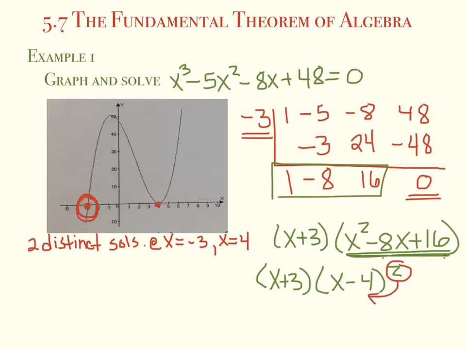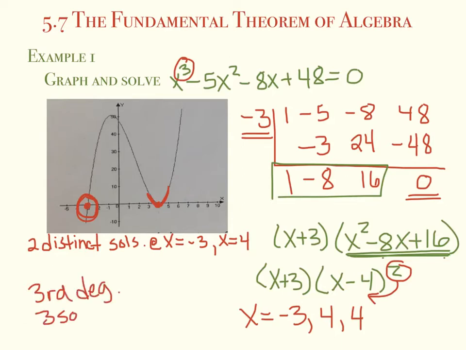It has 2 solutions at 4. That's why there's a bounce here. So if we were to list all the solutions, we would say x equals -3, it equals 4, and then it equals 4 again. So it has 3 solutions, and that's because it is a third degree. So third degree, 3 solutions. One of those is repeated. The one that's repeated we say has a multiplicity of 2, because it's in there twice.